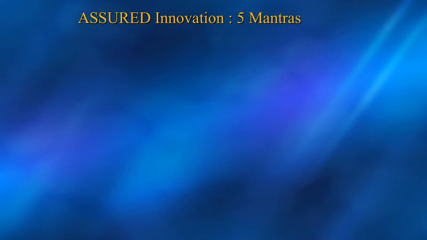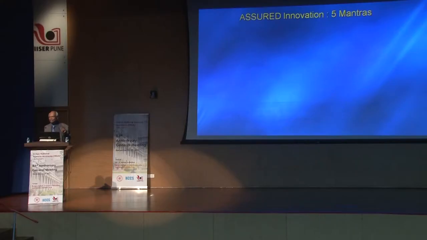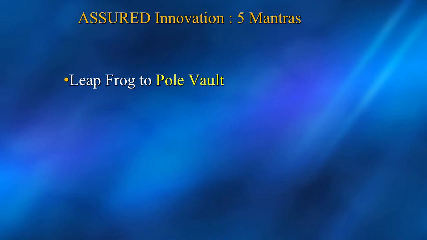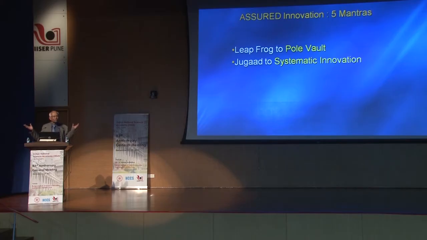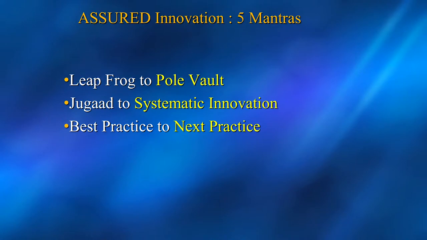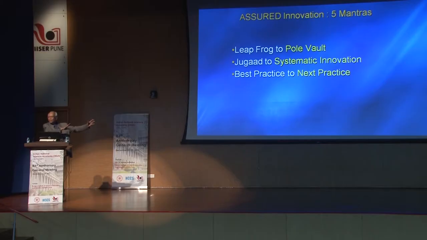That's the issue. I have 5 mantras, by the way, for creating assured innovation, which is going to be a complete change in the way we do things. The first is from leapfrog to pole vault, and I'll explain to you what I mean by that. Second is jugaad to systematic innovation. I'm not very proud when people call us a jugaadu nation, by the way. I'm sorry. How do we do systematic innovation? Third is, I'm not a great believer in current best practice. Because if you're using that, you're copying somebody else's. How do we create our next practices?